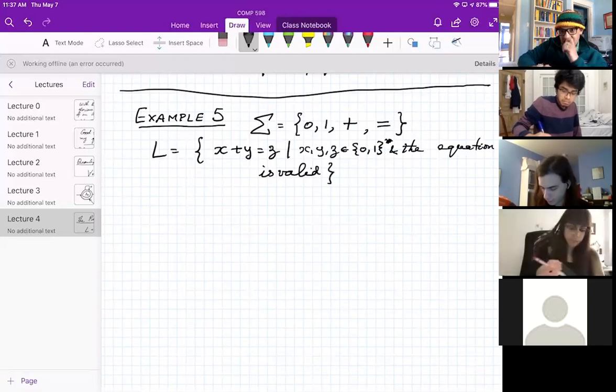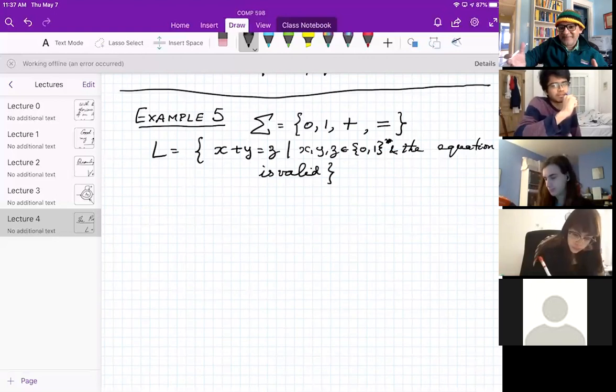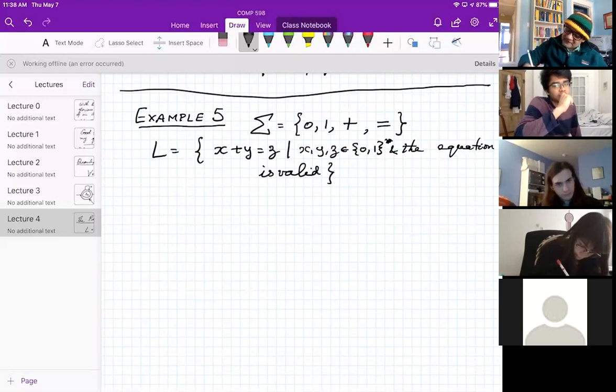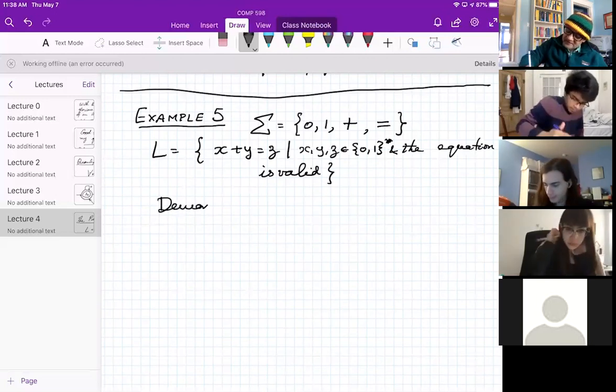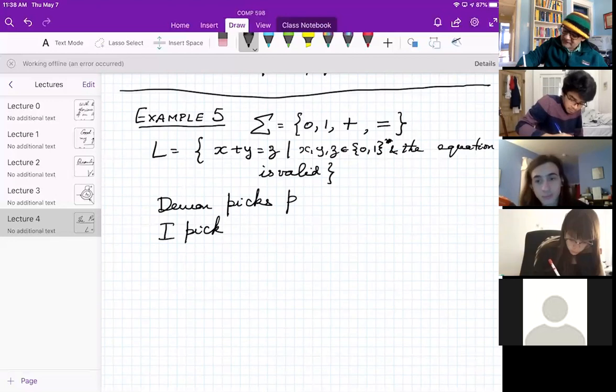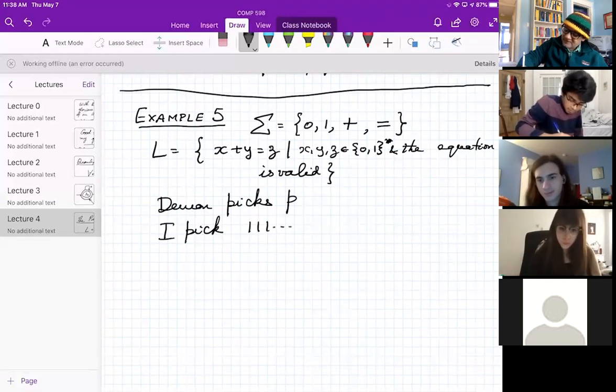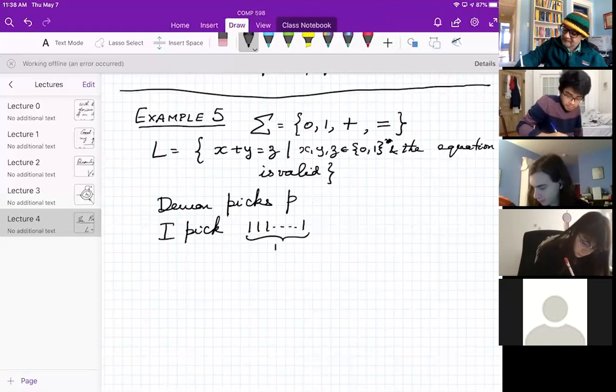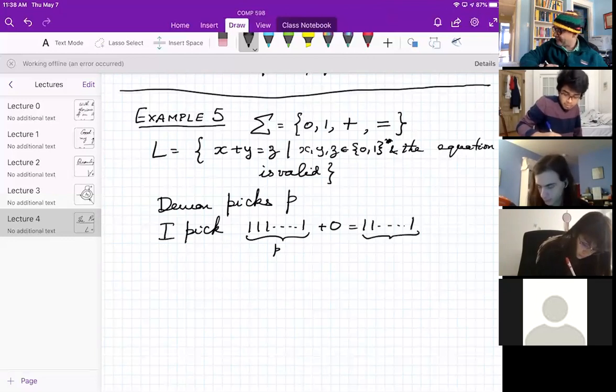So of course, this should not be a regular language because you're required to do some arithmetic to test. But let's just do it. So Demon picks P. I pick the following string: 1, 1, 1, P of them plus 0 equals 1, 1. Certainly a valid equation.